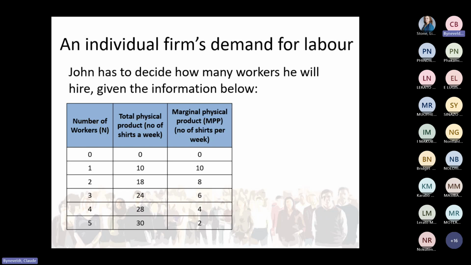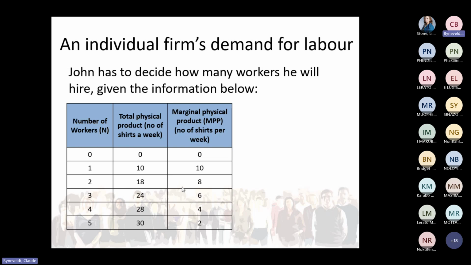Now, we're still busy with an individual firm's demand for labor. We have to discuss this in detail before we can continue to the market demand for labor, the supply of labor, and the equilibrium in the labor market. So an individual firm's demand for labor, how will this decision be reached?